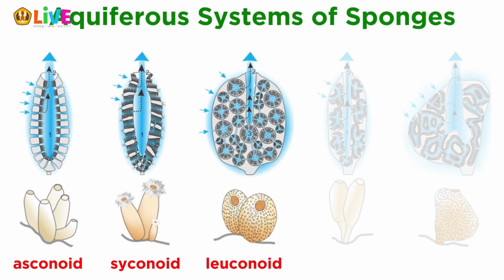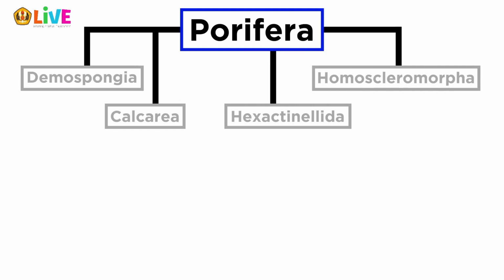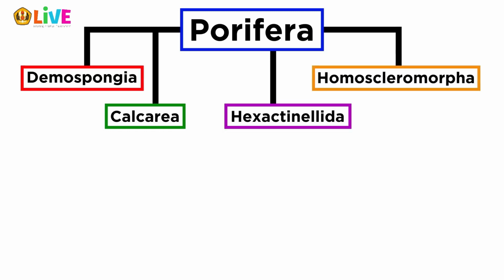This third body type is actually the most common. Less common body structures are the syllebid, which is often considered to be a transitional structure between syconoid and leuconoid conditions, and the solenoid, which is characterized by complex tubes lined with choanocytes. We should point out that the tiny black things lining the inside of the sponge are choanocytes. In terms of taxonomy, the four extant classes of sponges are Demospongiae, Calcarea, Hexactinellida, and Homoscleromorpha.